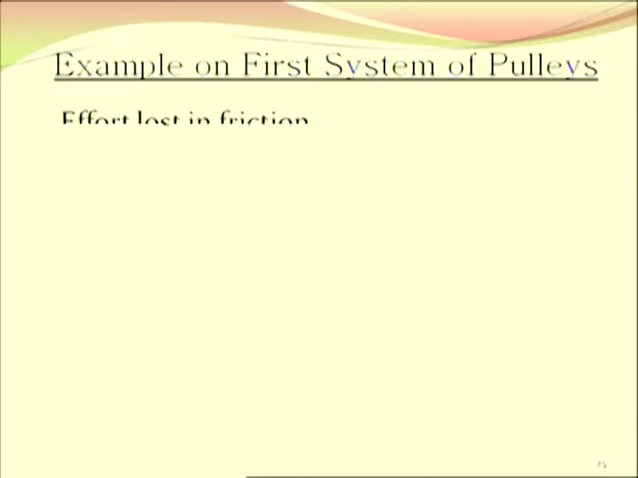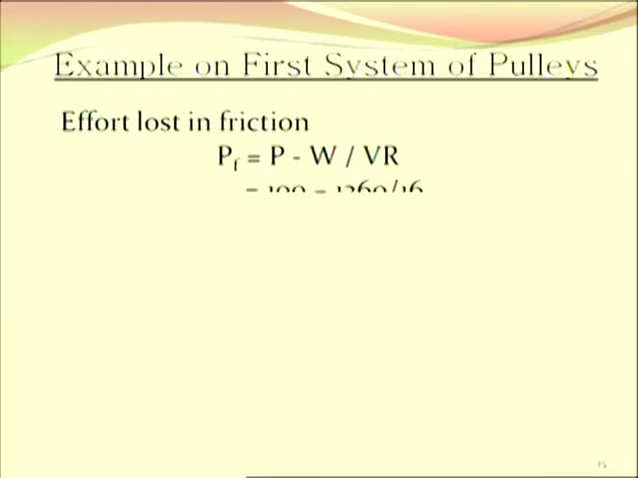Now regarding the effort lost in friction, the equation of effort lost in friction is PF, that is equal to P minus load upon velocity ratio. Effort is given as 100 Newton, load is given as 1360 Newton, and velocity ratio from the equation we have obtained is 16. Putting these values, we have 100 minus 85, which results in 15 Newton. So here we have calculated the effort lost in friction.